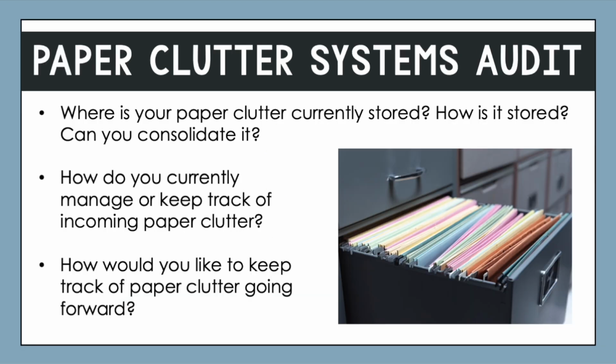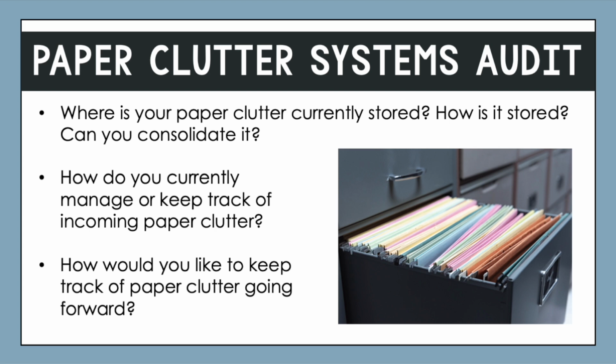First, we'll begin with a paper clutter systems audit to help us understand our own personal struggles with paper. First of all, where is your paper clutter being stored currently? How is it stored? And can you consolidate it? Often paper clutter hides around a variety of locations in your home, so it could be helpful to try to consolidate it in one set place or a few set places where you know exactly where it will be, so you can optimize the way it's being stored.